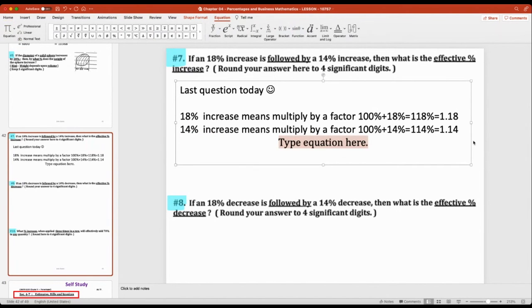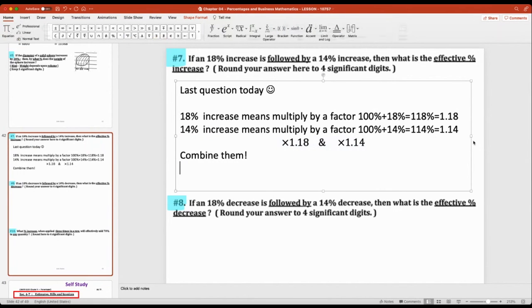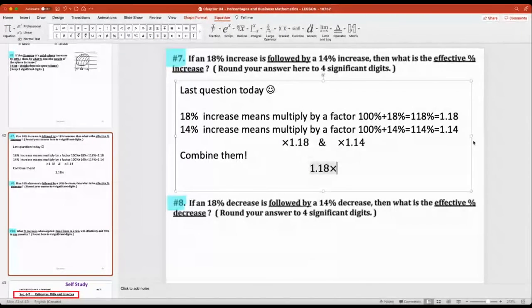Anyway, so we want to now take those numbers and combine them. So what that means is, originally we were multiplying, we're going to multiply by 1.18, and we're going to multiply by 1.14. Instead of doing them separately, why don't we combine them? If we combine them, can someone tell me what 1.18 times 1.14 is? And just keep all the digits. What do you get?